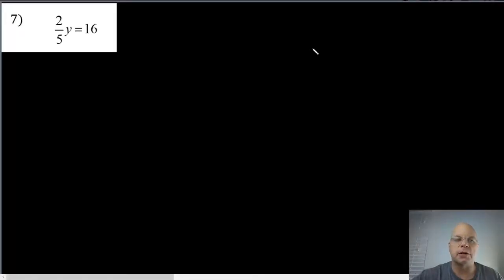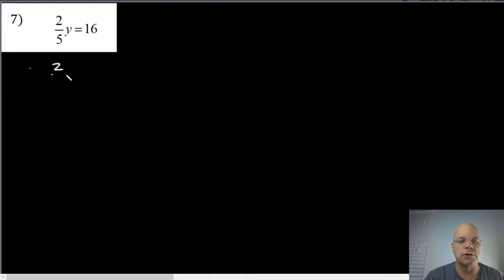We're solving multiplication and division equations on this homework. Problem number 7 is 2/5 multiplied by y equals 16. The first thing we need to do is isolate the variable. I don't want to know what 2/5 y is. I want to know what 1y is. If I know 1y, I know y because of the multiplicative identity.